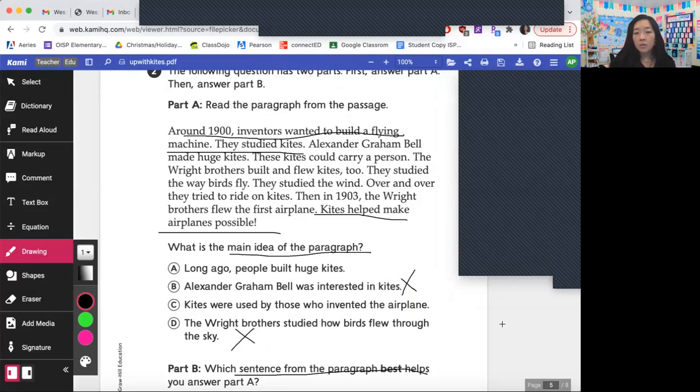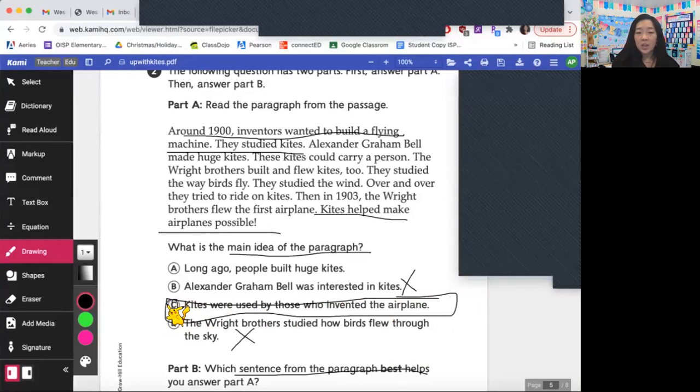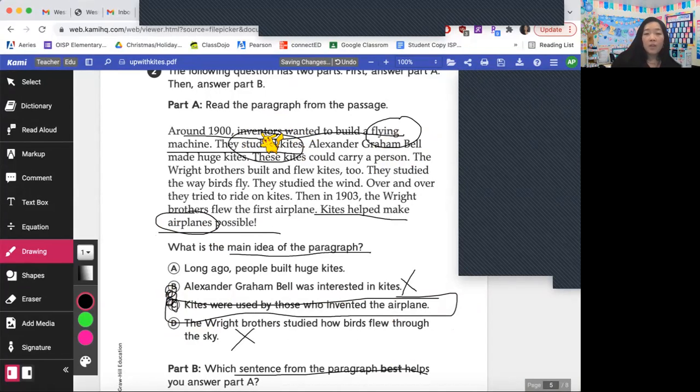Kites were used by those who invented the airplane. Very good. Kites were used by those who invented the airplane. They wanted to build a flying machine. What do we call a flying machine? An airplane. So what did they study to learn how to build one? They studied kites. Very good. So C is our correct answer.